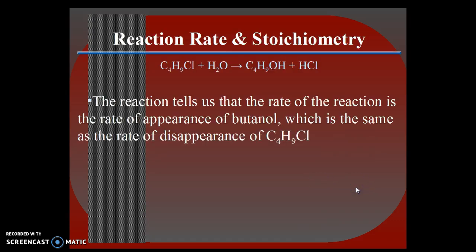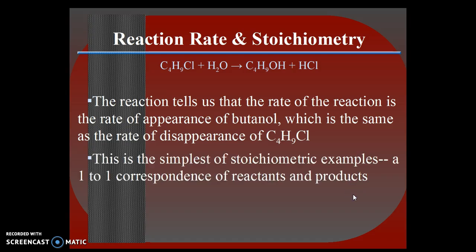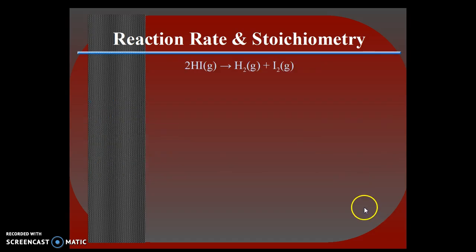The reaction tells us that the rate of the reaction is the rate of appearance of butanol, which is the same as the negative rate of disappearance of the butyl chloride. And this is the simplest type of stoichiometric example because we're getting one product for every disappearance of one reactant.